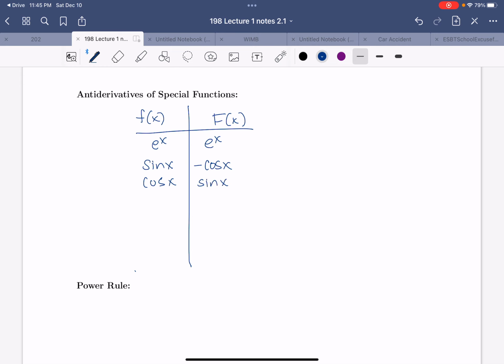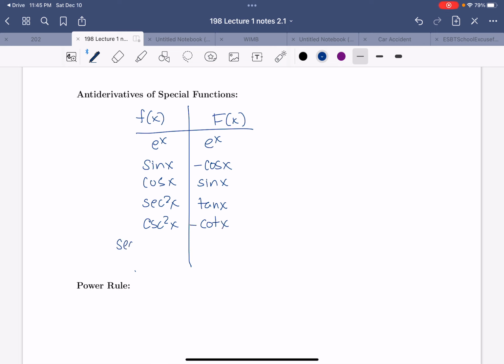The other four trig functions require other efforts. Typically you use substitution to find the antiderivative for them, so we're not going to write those down. But there are four other trig functions for which we do know the antiderivative. Secant squared is the derivative of tangent x, so the antiderivative of secant squared is tangent x. Cosecant squared is the derivative of cotangent x, but don't forget that one has to be negative as well.